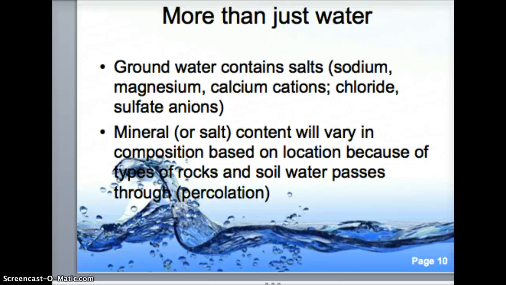So what sort of things will dissolve? Well, water is in the ground, and the ground contains lots of minerals, things like sodium chloride, but also magnesium and calcium ions, chloride and sulfate anions. All of those are soluble in water. As water runs over rocks and minerals, it's able to dissolve some of those and carry them along. The mineral or salt content varies depending on the type of rocks and soil. Some soils hold on to those ions better than others, and other types of soil don't do that.